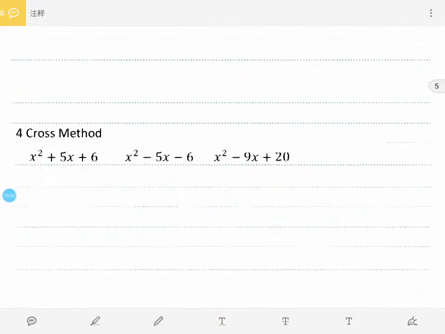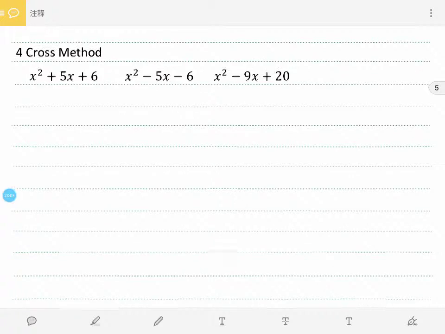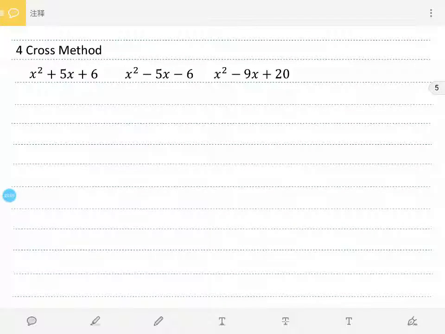Now let's discuss the more general case for factorization. In most cases, you won't find three terms which fit the perfect square formula, or two terms fitting the difference of two squares. Usually you can find three terms, the square term, the x term, the constant term, but they don't fit a perfect square formula. But you can probably factorize that by the cross method.